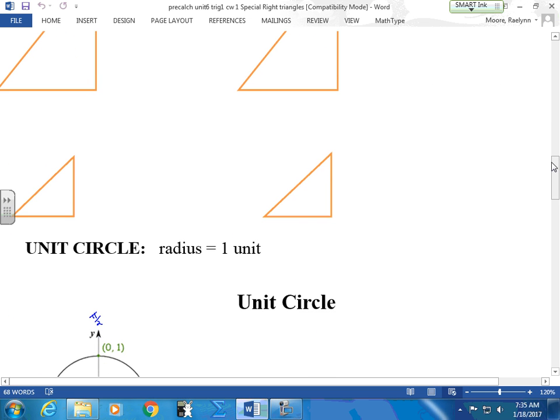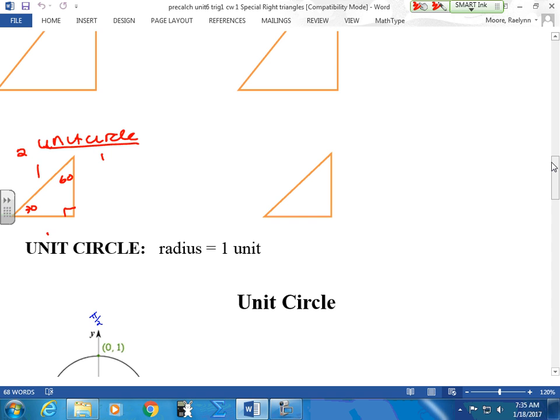This little guy down here. When it's on the unit circle, this guy is a 1. So if this used to be a 2, and this used to be 1, and this used to be a radical 3, how did I get from 2 to 1? I divided everybody by 2. So now I'm going to divide this guy by 2, this guy by 2. This is my unit circle.